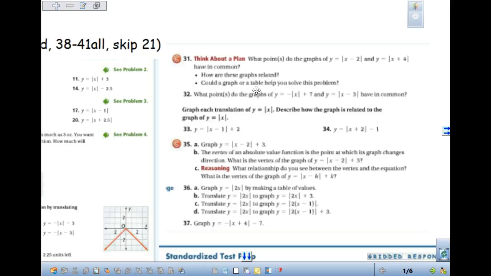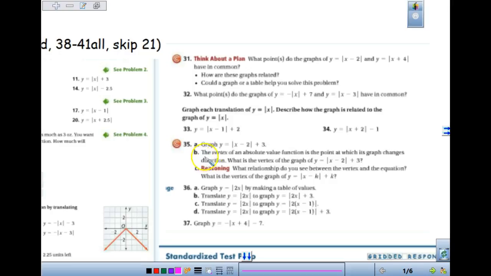33, again, it says to graph each as a translation, describe how it was related. So you should have with 33 the equation down. And then after the equation, the next thing I should have seen was that you graphed it. Then I would have seen that you would have told me how it moved. That's one of the activities we're going to look at today.